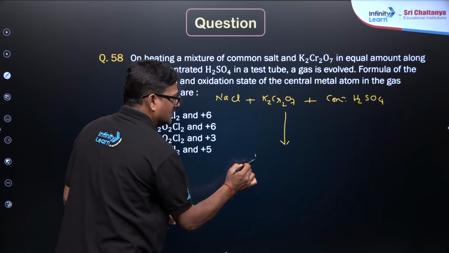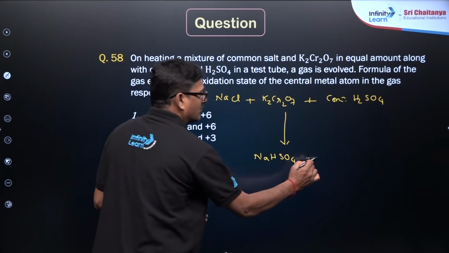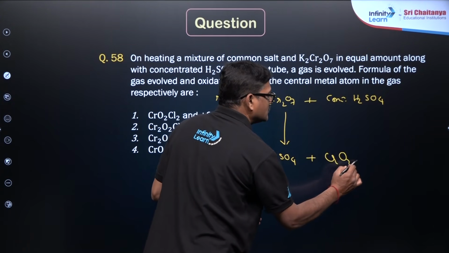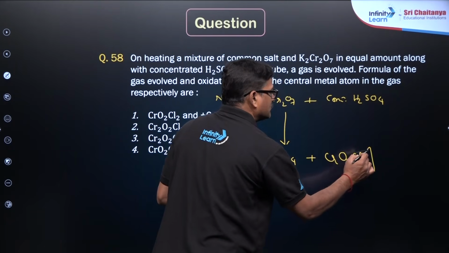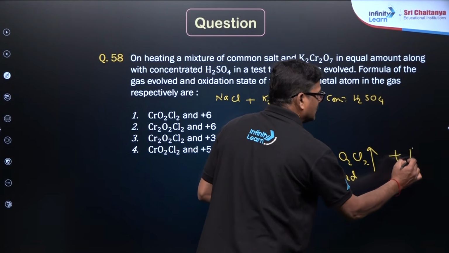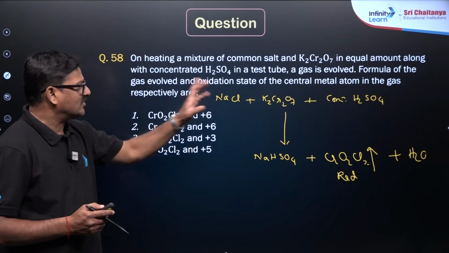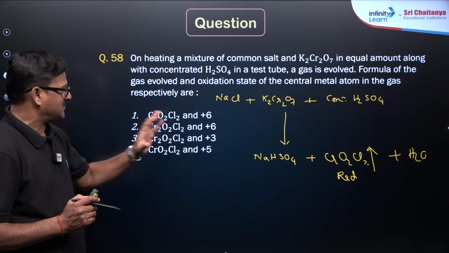What are you going to get? NaHSO4 plus CrO2Cl2, reddish vapors, and H2O. Now, the question is, the oxidation state of the central metal atom and the gases respectively.